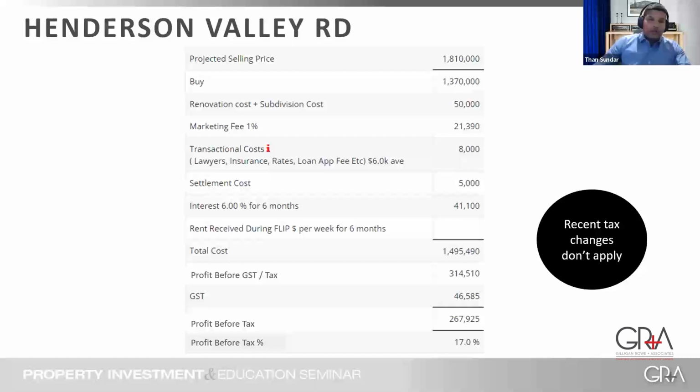The purchase price was 1.370 million. The renovation and subdivision cost was 50,000. We sold one of those properties privately and the other through an agent, hence the 1% marketing fee. This took us 6 months. All up, it cost us 1.495 million, just under 1.5. We sold both of them combined for 1.810 million, so a profit of 314,000 before tax and GST. Taking GST out, that's 267,000 in 6 months.